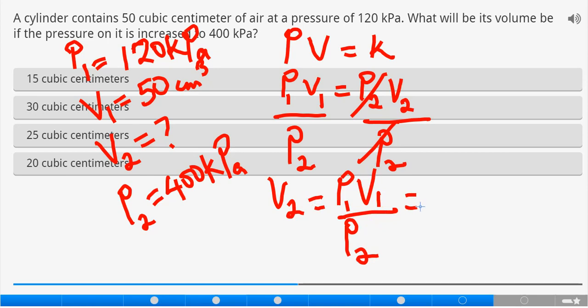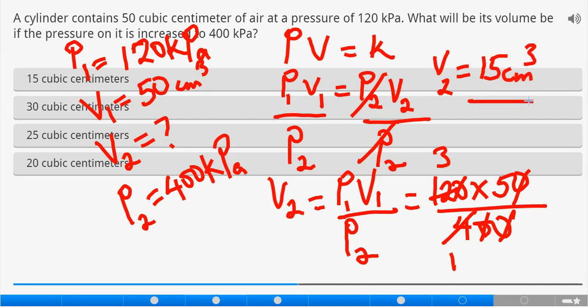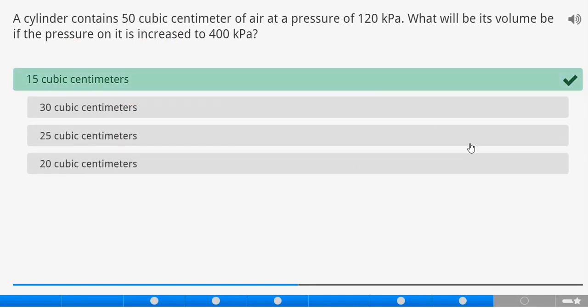With that, you now substitute your values. P1 is 120 times V1 is 50 and P2 is 400. So let's do it in the simpler form. 0 will cancel 0, 0 will cancel 0. 4 here 1, 4 here 3. 3 times 5. So V2 now becomes 15 cubic centimeter. Do we have 15 cubic centimeters? Let's pick it and check. That's correct.